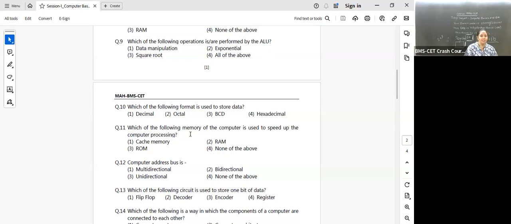What are the options there? Can anybody read out? Decimal, octal, BCD. Now these 4 options fall into a category of number system. There is something called number system in your computers. Now everything is understood in binary, but the user does not understand binary.